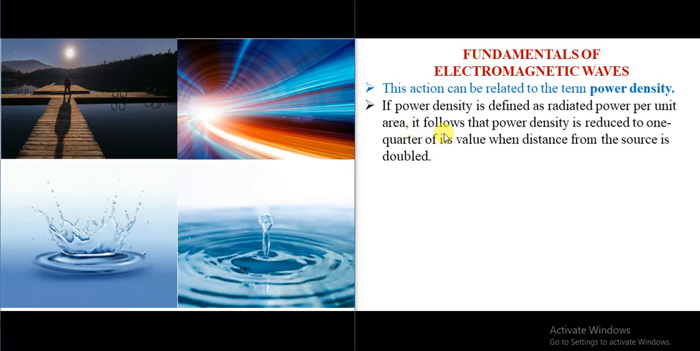It follows that power density is reduced to 1/4 of its value when distance from its source gets doubled. Means what? If the distance from the source is doubled, the power density reduces to 1 by 4. Distance gets doubled, power density reduces to 1 by 4.